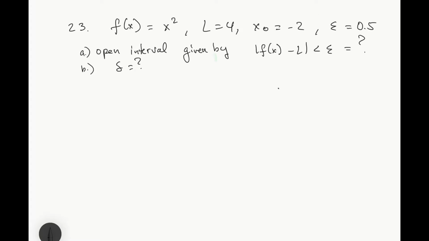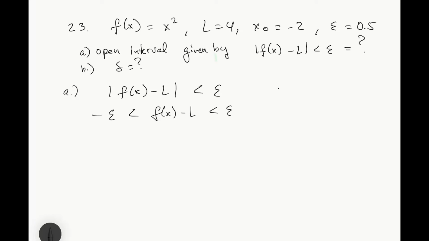So in this case, L is the limit that the function approaches, x0 is the value at which we're looking for the limit, and epsilon is how tight the vicinity of the function's values that we're looking at. Okay, so for part A, I'm gonna solve f of x minus L in absolute value less than epsilon. We can get rid of the absolute value by writing it as minus epsilon is less than f of x minus L less than epsilon.